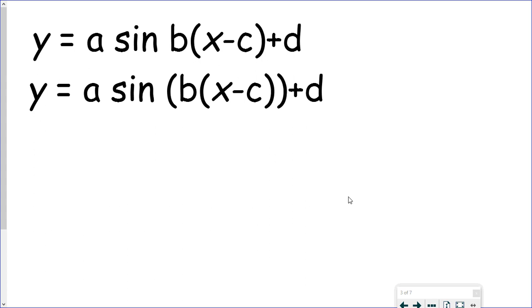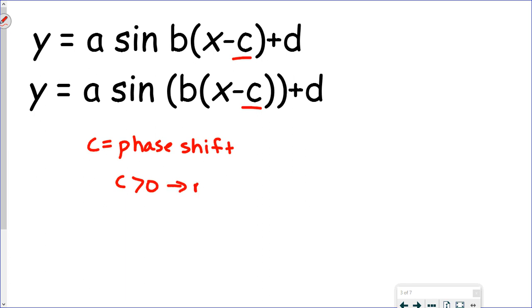So we have C and D added here to note in their phase shift and their vertical shift. And so you see these, C is the phase shift. And if C is greater than 0, you go right. If it's less than 0, you go left.